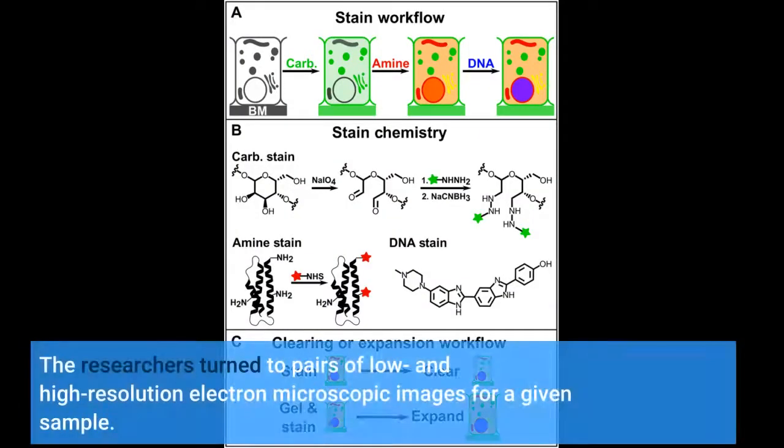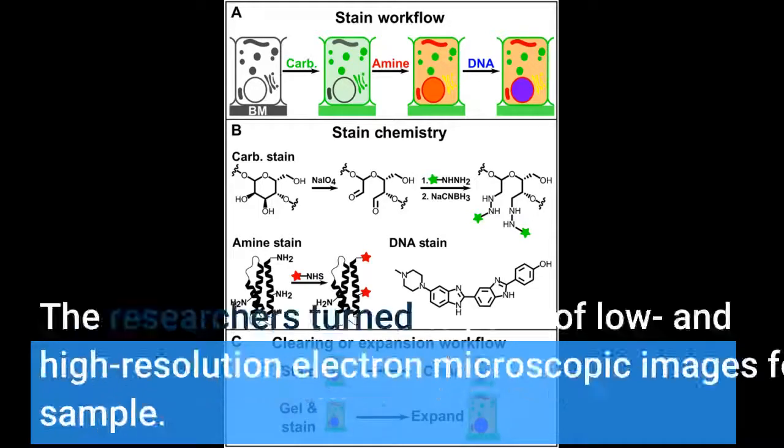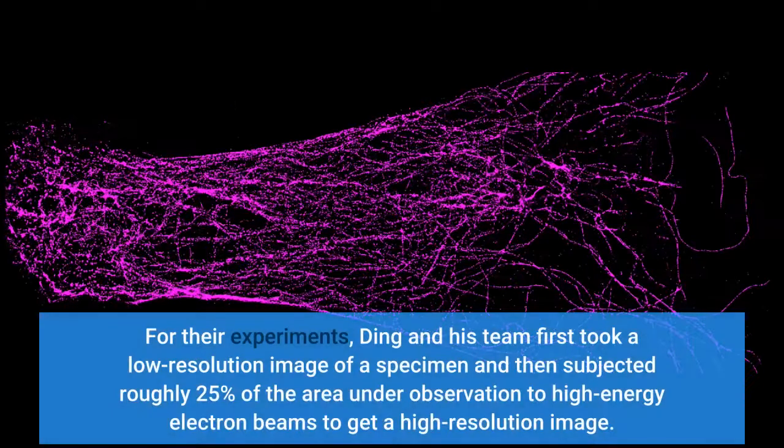The researchers turned to pairs of low and high resolution electron microscopic images for a given sample. Although these types of pairs are not very common in public image databases, they are relatively common in materials science research and medical imaging. For their experiments, Ding and his team first took a low-resolution image of a specimen and then subjected roughly 25% of the area under observation to high-energy electron beams to get a high-resolution image.